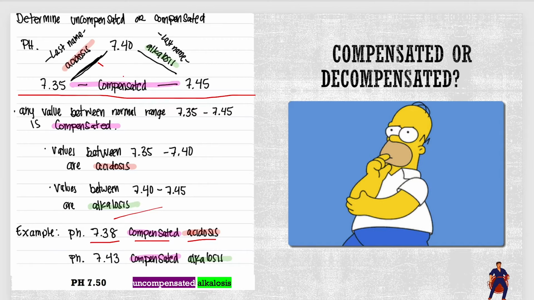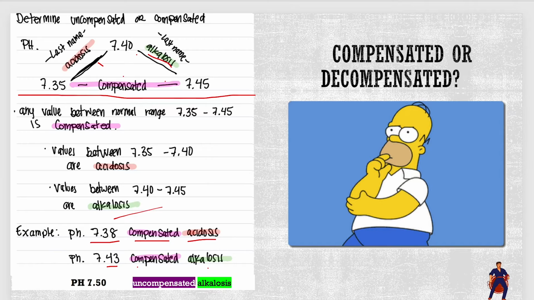In our next example, we have a pH of 7.43. So we look at our triangle, 7.43 is somewhere over here, and it's going to be compensated because it's still within our range, and it's going to be alkalosis because it's alkalotic. So the name for this pH is going to be compensated alkalosis.